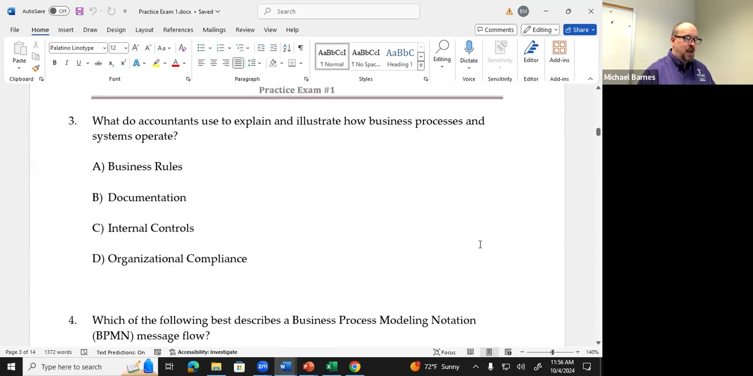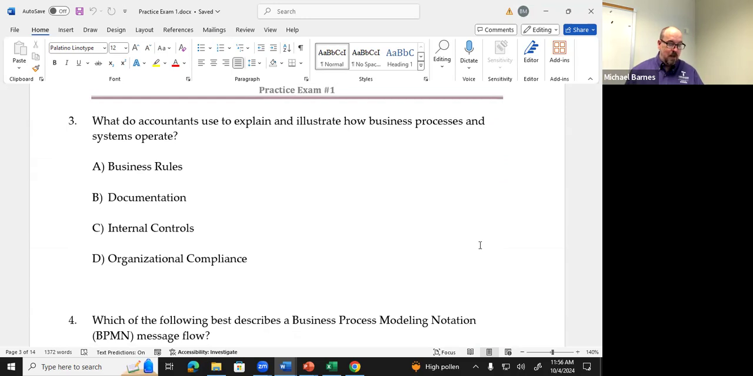What accounts used to explain and illustrate how business process systems operate? This one's pretty straightforward because this was the focus of our second chapter, which, by the way, you may notice that I'm going in sequence of the chapters here. So what was the focus of the second chapter? That was documentation, because we had two forms of documentation that we dealt with. That was the goal of documentation, to actually be able to illustrate business processes.